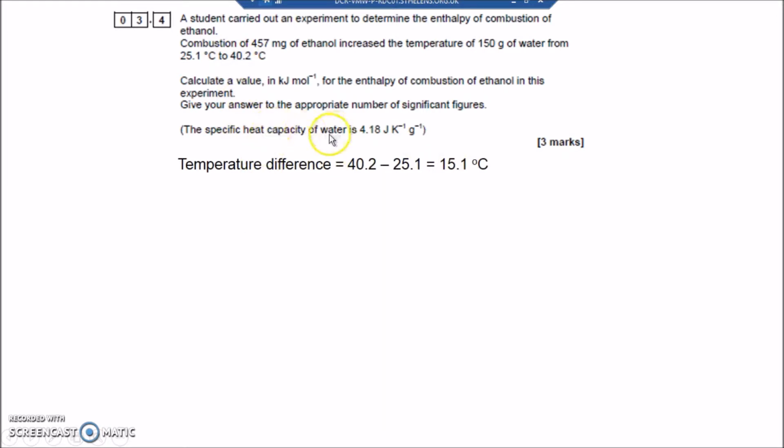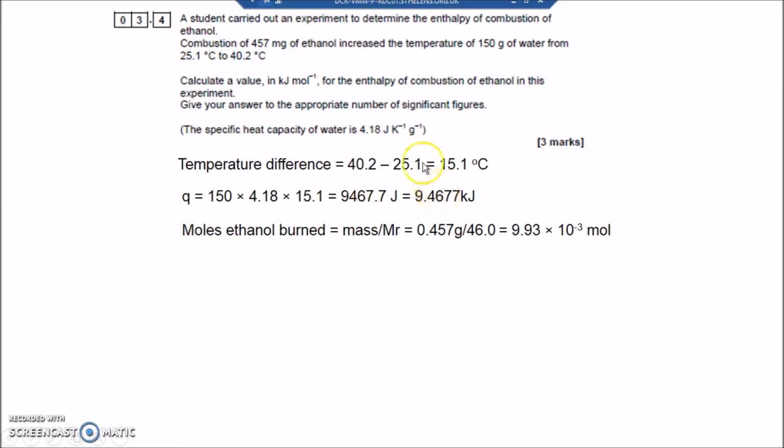So I've got the specific heat capacity. Q equals m, which is the mass of water. Remember, it's the mass of water, it's not the mass of the ethanol that's being burnt, it's the mass of the water that you're heating up, and it's in grams. 150 multiplied by the specific heat capacity multiplied by the temperature change gives 9467.7 joules. It's in joules because the specific heat capacity units are in joules. It eventually wants kilojoules, so going from a small unit to a bigger unit, I'm dividing by 1000, giving 9.4677 kilojoules. That's the heat that's given out.